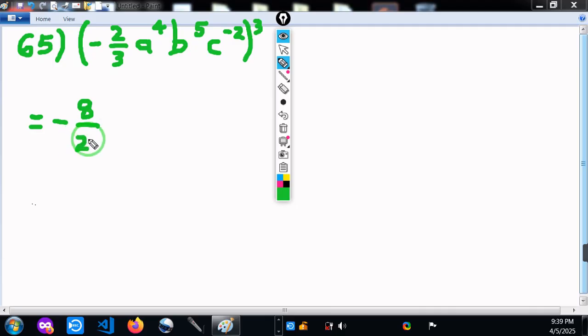The sign we have taken care of, the numbers we have taken care of. Now we take the a, the 4, the 3. So 4 times 3 is 12. You can show the working right there, 4 times 3 like that. Here I'm doing it straight away. B, and then 5 times 3 will be equal to 15. And then c, negative 2 times 3 will be equal to negative 6.